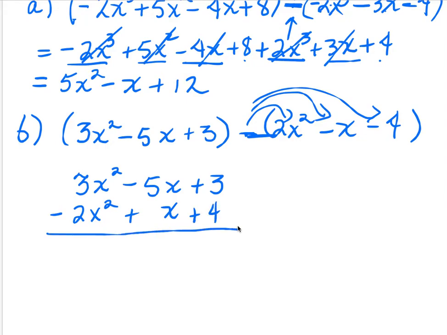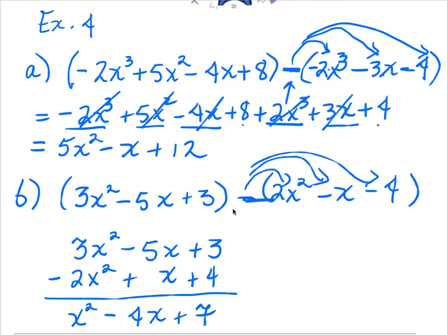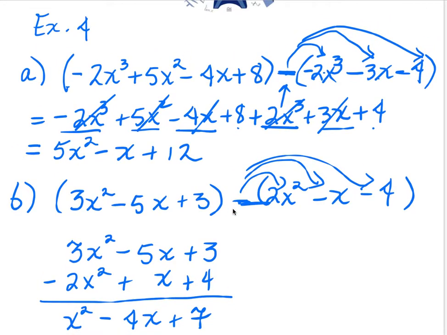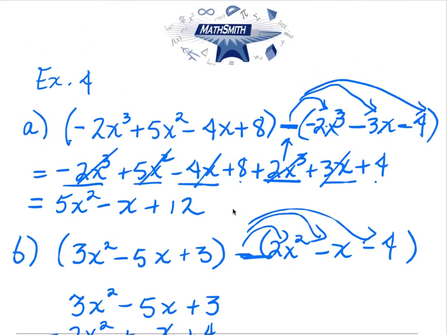Now you just combine like terms just like before. You distribute the negative all the way through that second polynomial and then add. So 3x squared minus 2x squared is just x squared. Minus 5x plus x is minus 4x. And 3 plus 4 is 7. Hopefully that's correct. Yes, it is. Yay. So that's example 4. The bottom line is it's a lot like addition, but when you subtract a whole polynomial, it's like having to distribute a negative over the parentheses before you start combining the like terms.